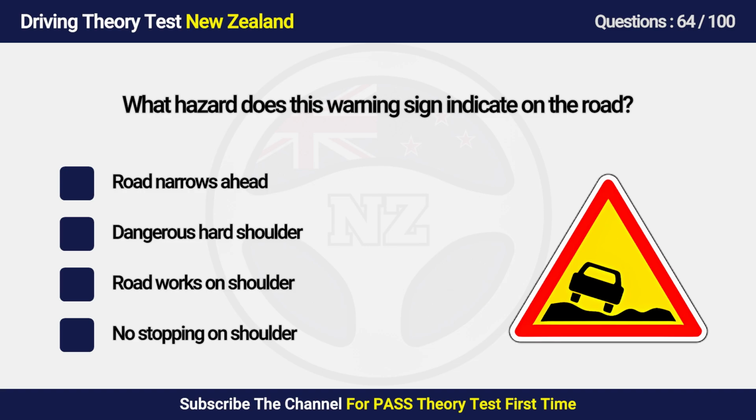A. Road narrows ahead, B. Dangerous hard shoulder, C. Road works on shoulder, D. No stopping on shoulder.